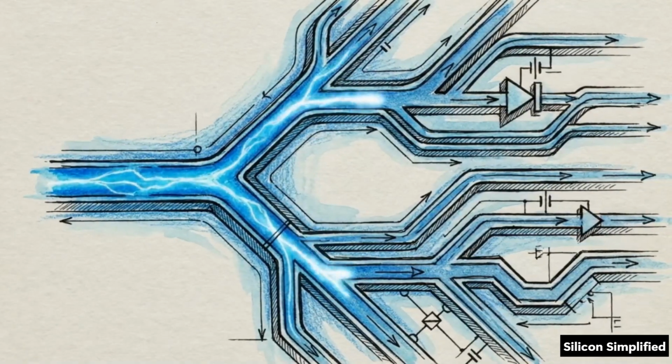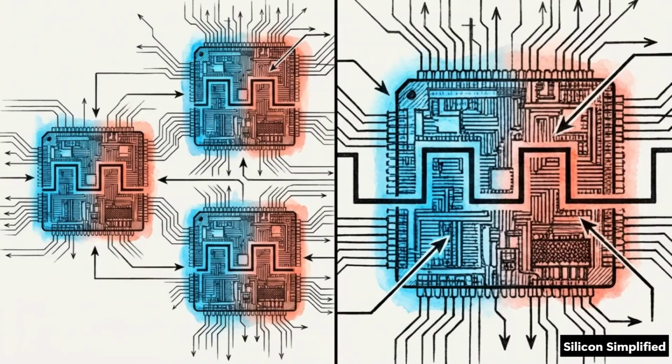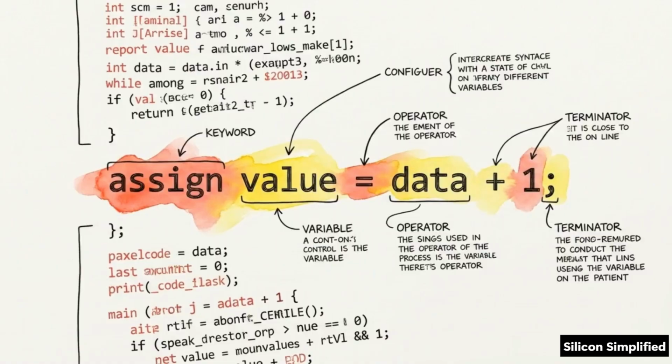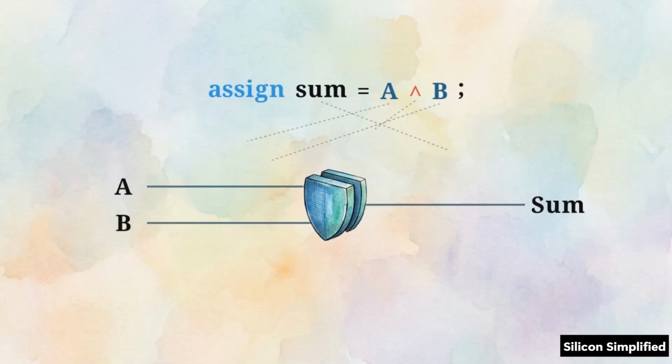This describes a physical system where the output is determined exclusively by whatever is happening at the inputs at this exact millisecond. To model this instant, continuous reaction, Verilog uses a dedicated tool called continuous assignment, driven by the assign keyword. Take a basic operation like an adder. You use the assign keyword to link inputs directly to an output, like assign sum equals A exclusive or B. The simulator treats assign statements like physical copper wires. Always active, an input change instantly updates the output.